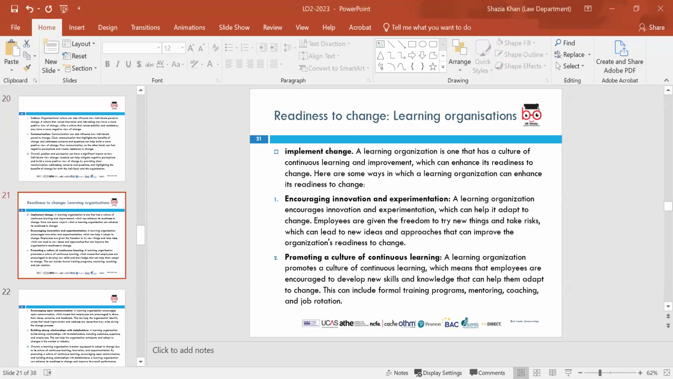Readiness to change, and learning organizations. Organizational change readiness concerns an organization's preparedness to manage and thrive in an unpredictable environment of change. A learning organization has a culture of continuous learning, which enhances readiness to change. Encouraging innovation and experimentation helps adapt to change, and employees are given the freedom to take on new things and risks, give ideas and improve. Getting employees involved in innovation and experimentation will help support the organization.